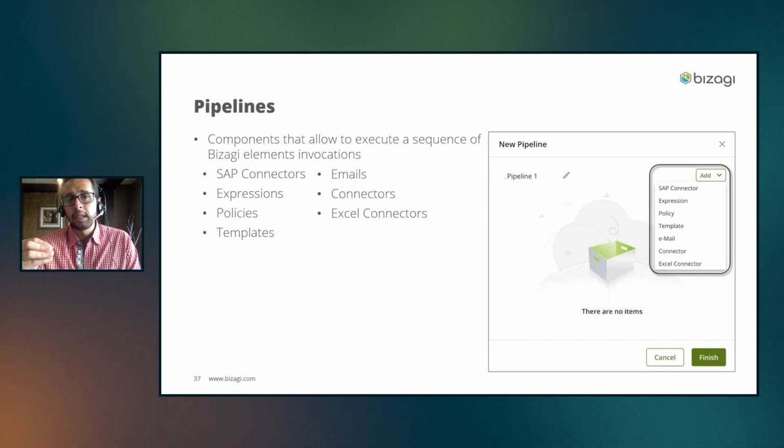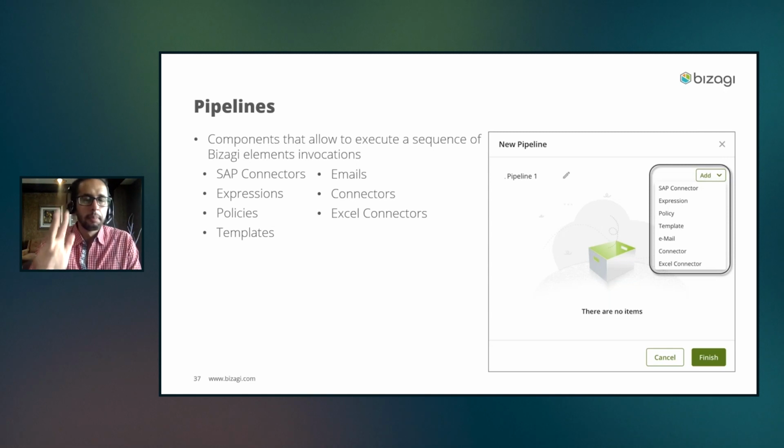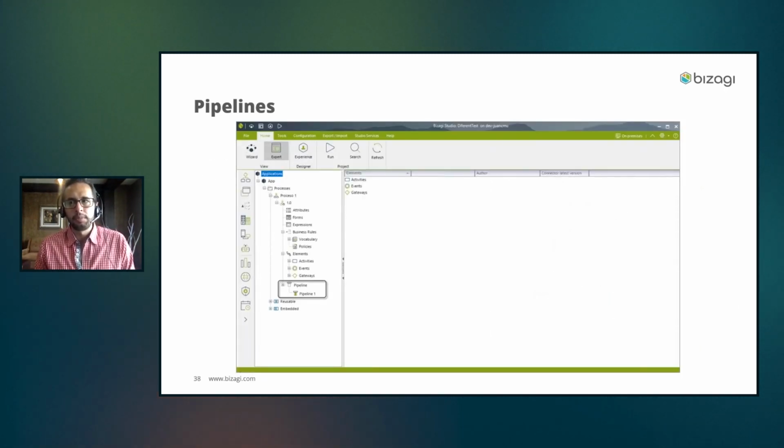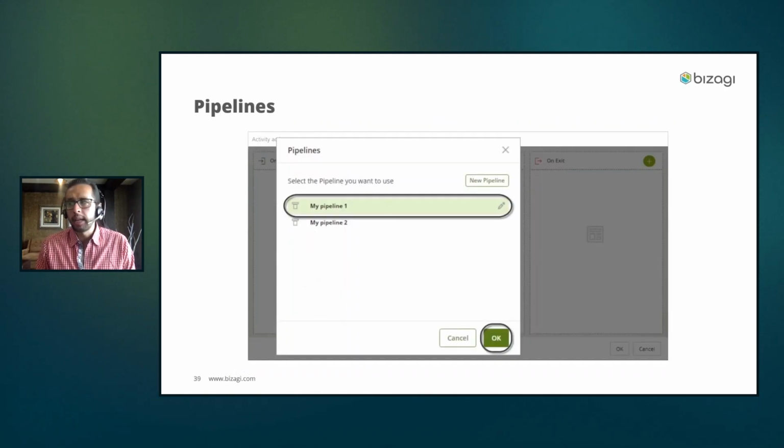The elements that can be included in pipelines can be SAP connectors, expressions, policies, document templates, emails, connectors, or Excel connector integration. Pipelines will be available from the expert view, and once you have the pipeline created, you will be able to use that pipeline later in the activity actions on the exit of your systems.